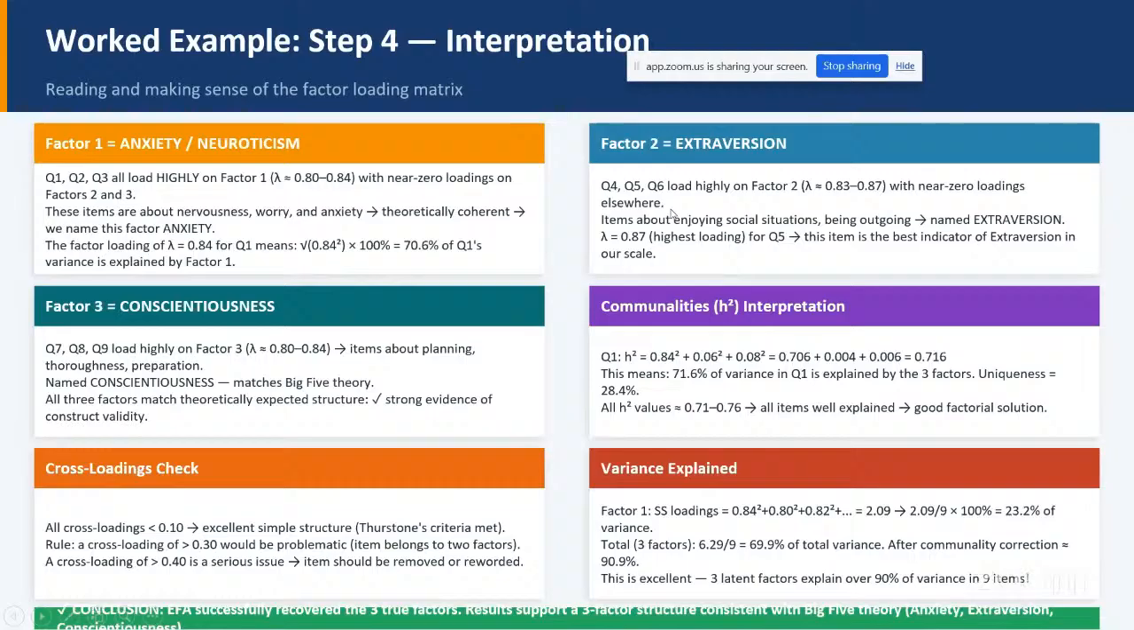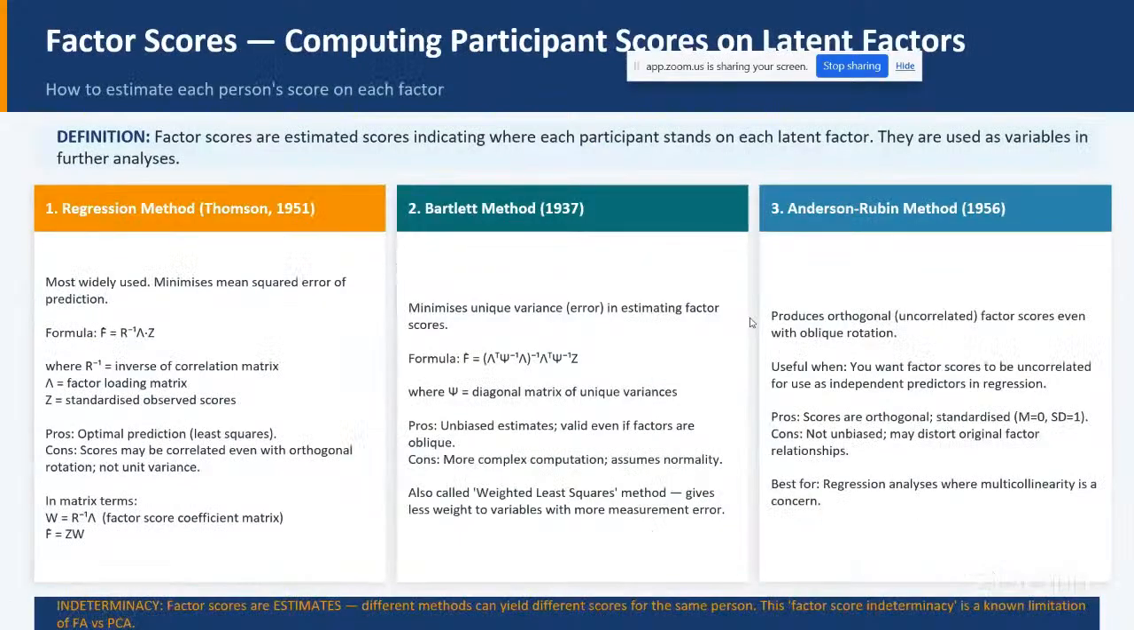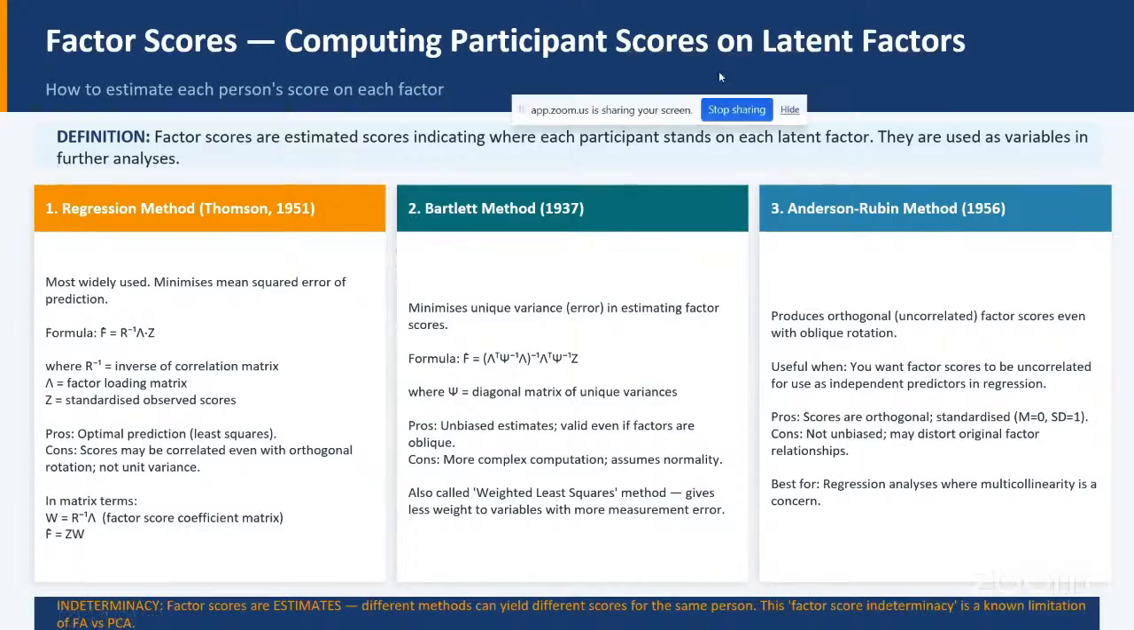So these are just the interpretation I have already told in the previous slide. I have explained this part. These are just written in words so that you can understand while reading the study material, so I am not explaining this. These are the factor scores, computing participant scores on latent factors. There are three methods: the regression method, the Bartlett method, and the Anderson-Rubin method. These are mathematical perspectives and you don't need to bother about this because these are the work of our software. So just go through this.